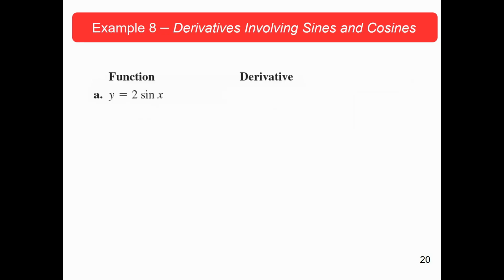y equals 2 sine x. Well, we know the 2 is just 2, right? Because remember, we can just pull the 2 out front because it's a constant multiple. So 2 times sine x, but the derivative would be cosine x.